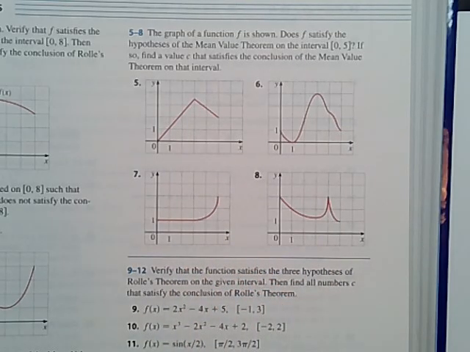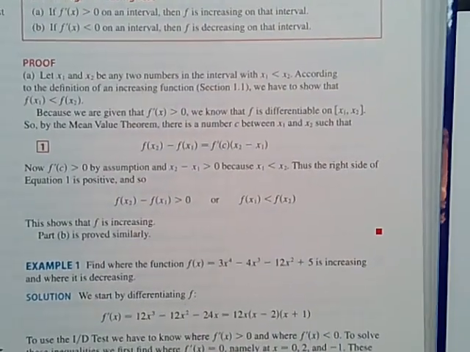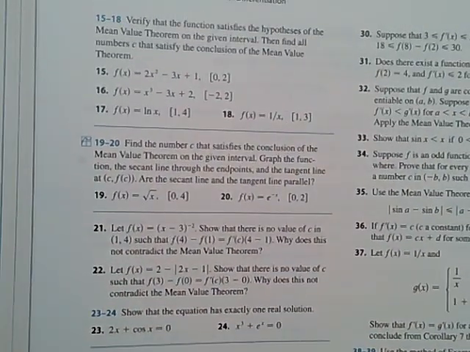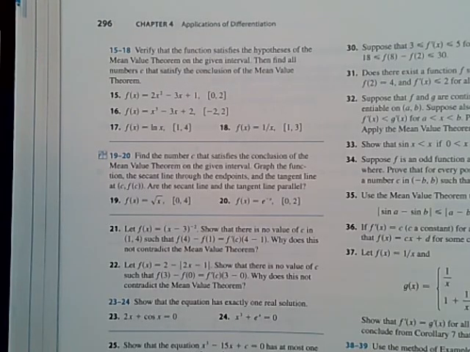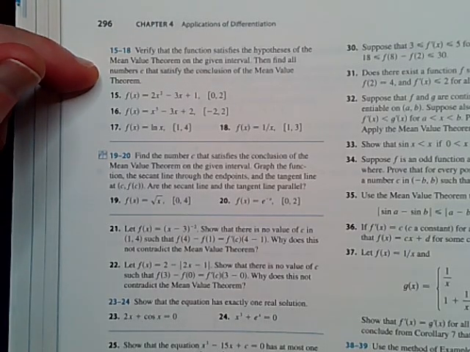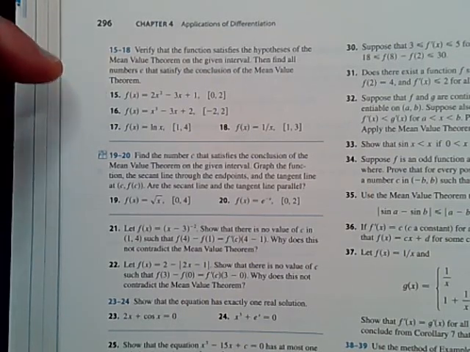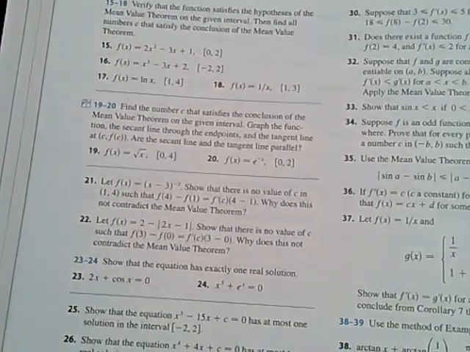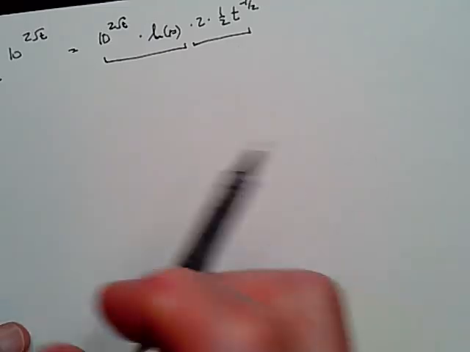Okay, great. So that was 5 through 8. And then the last one that I was going to do was number 15. Again, try to slip it into the screen here. There we go, just barely fits. It says verify that the function satisfies the hypothesis of the mean value theorem. Find all numbers lowercase c that satisfy the conclusion of the mean value theorem. They gave me a function, 2x squared minus 3x plus 1, and the interval is from 0 to 2.